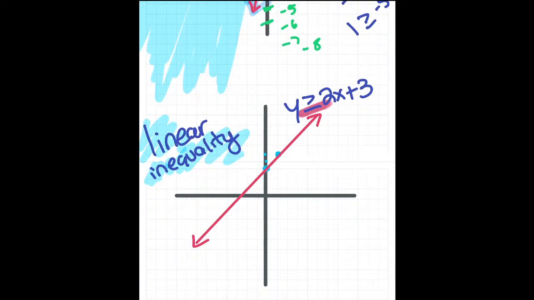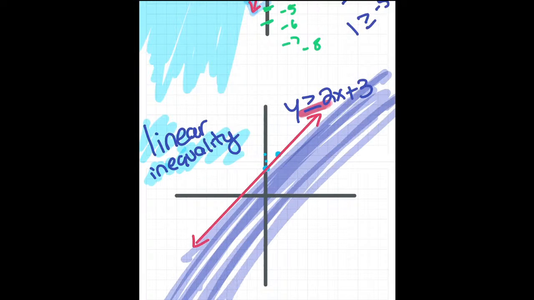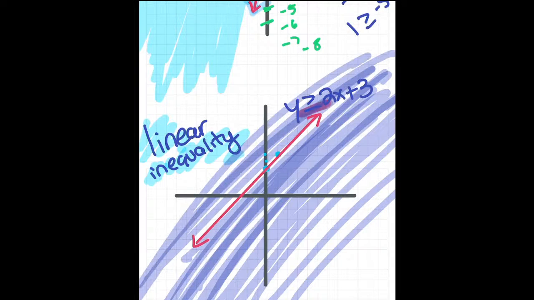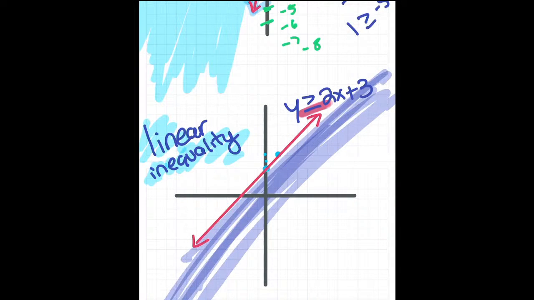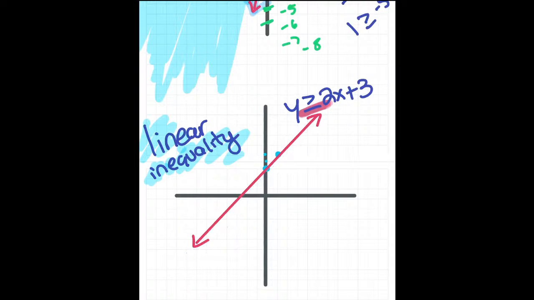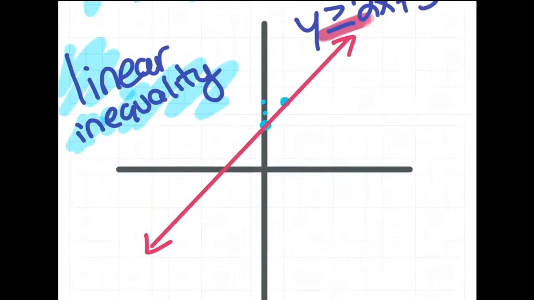Remember that your answers are always going to be either below the line or above the line. So the line is everything. You've got to make sure you get the line drawn first, okay? Here's how you can tell.